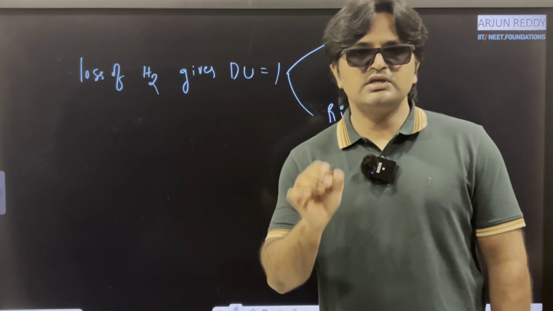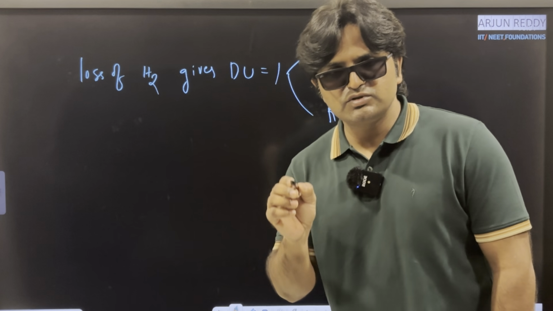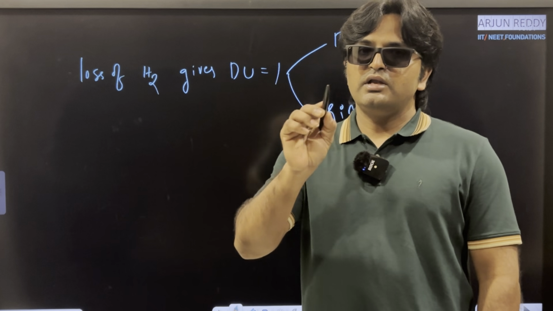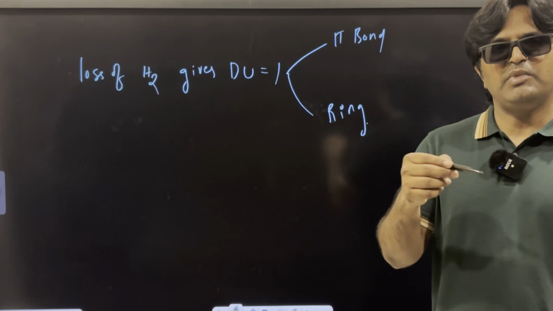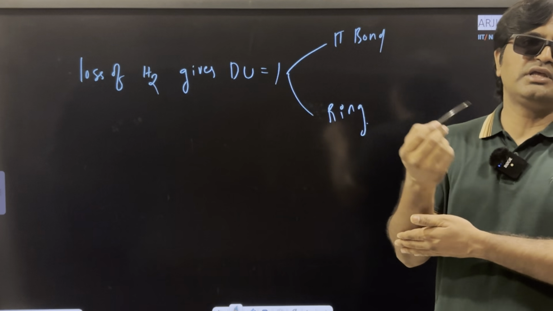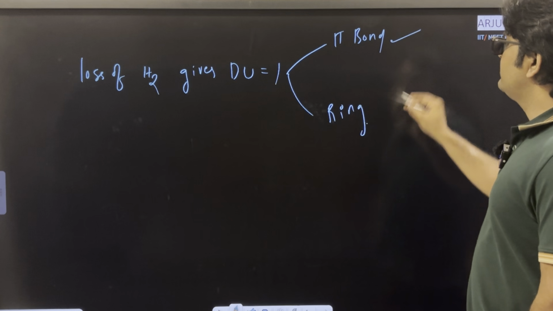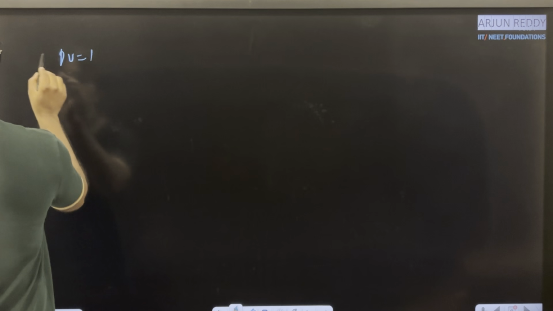Degree of unsaturation or double bond equivalence, both are the same. Degree of unsaturation equals 1 or double bond equivalence equals 1 means there may be the presence of a pi bond or one ring system, that may be a 3-membered ring, 4-membered ring, depending on the given situation. Okay, now here DU equals 1 is nothing but 1 pi bond or 1 ring, right? Now same points I am writing here. Degree of unsaturation equals 1.